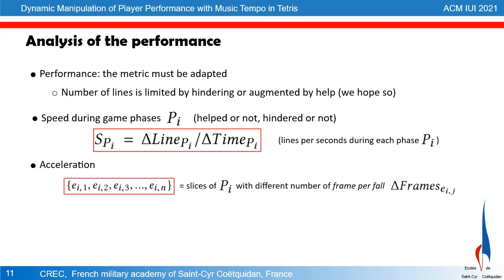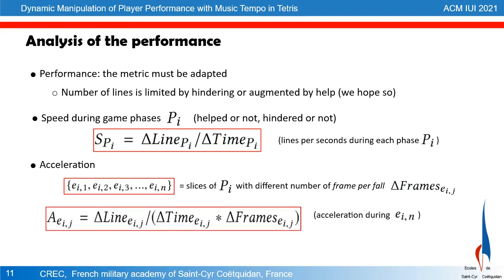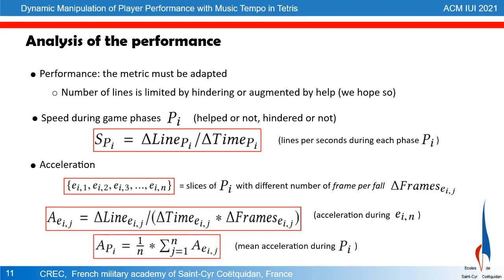Game phases with a progressive or stepwise increase of the tempo can be separated into slices where the tetrominoes fall with a given frame per fall rate. We then express the acceleration with the following expression. This expression represents what the player is forced to impose on himself to make lines disappear during one of the slices. We then compute the mean acceleration during a whole phase of the game.